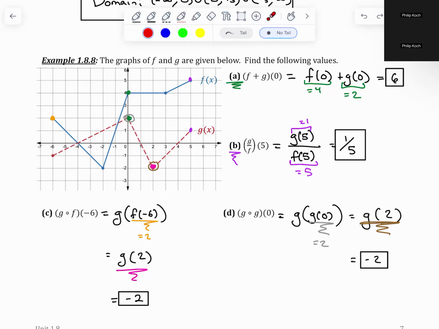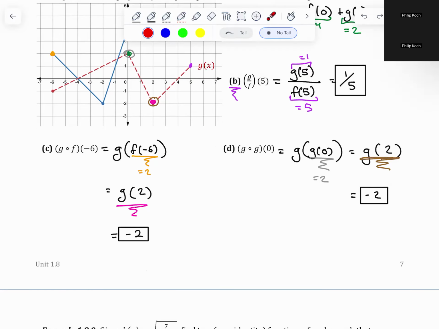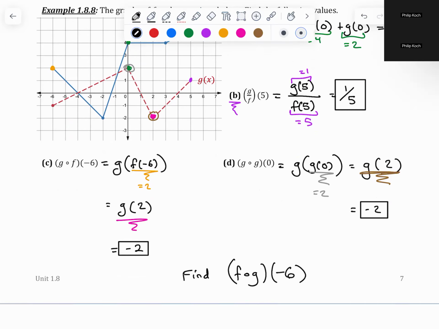Any other questions? Because this is conceptually difficult. Believe me, I love this question, but it is difficult. Once you start to get it, though, it's great. And if you want a really challenging problem, I might even add this as an extra credit problem. This is a cool one. Find g composed of f of -6. Bonus problem.